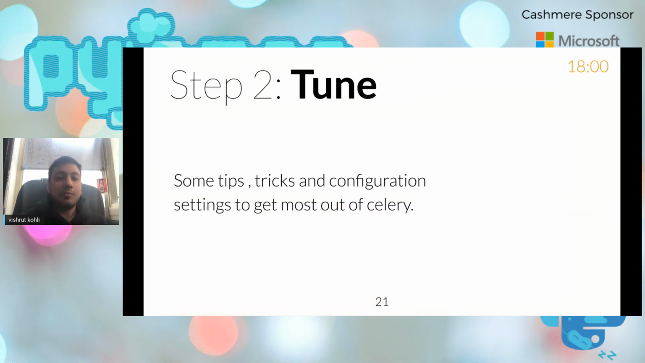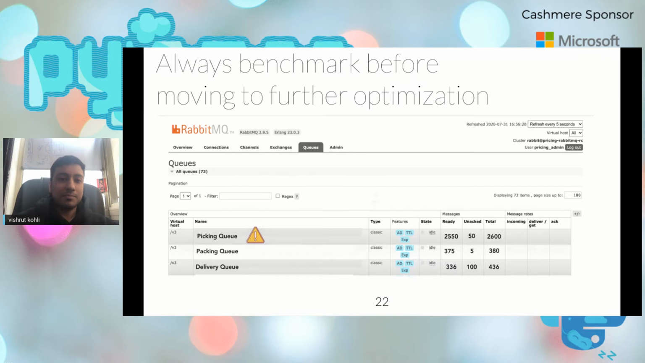So now we have built our Celery system, but we don't know how well it performs. So, first things first, it's always better to benchmark before moving to any optimization. Because in my experience, I have seen if we go by intuition, either we end up over-optimizing the system or optimizing the wrong parts of the architecture. So, for example, in our pipeline, when I ran a load test, I saw the number of tasks queued at the picking worker were much higher than at any other worker. So I knew where I had to start optimizing.